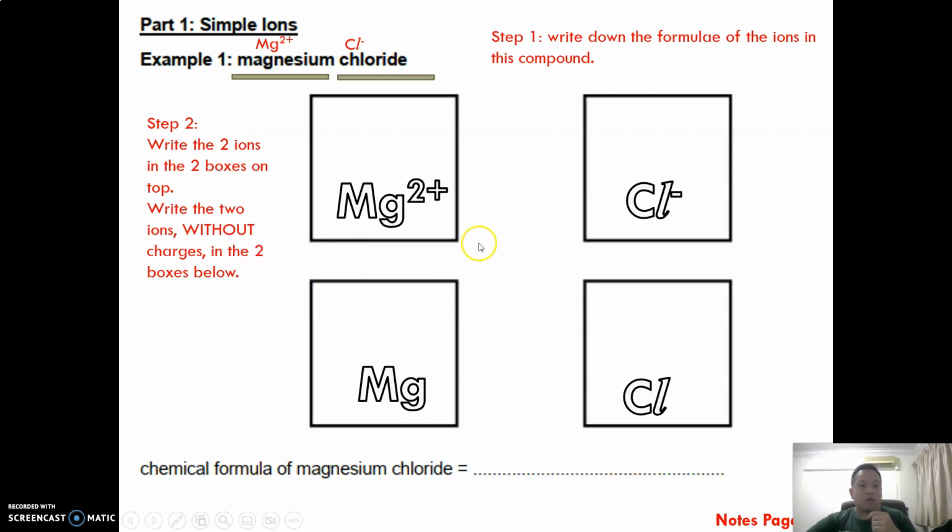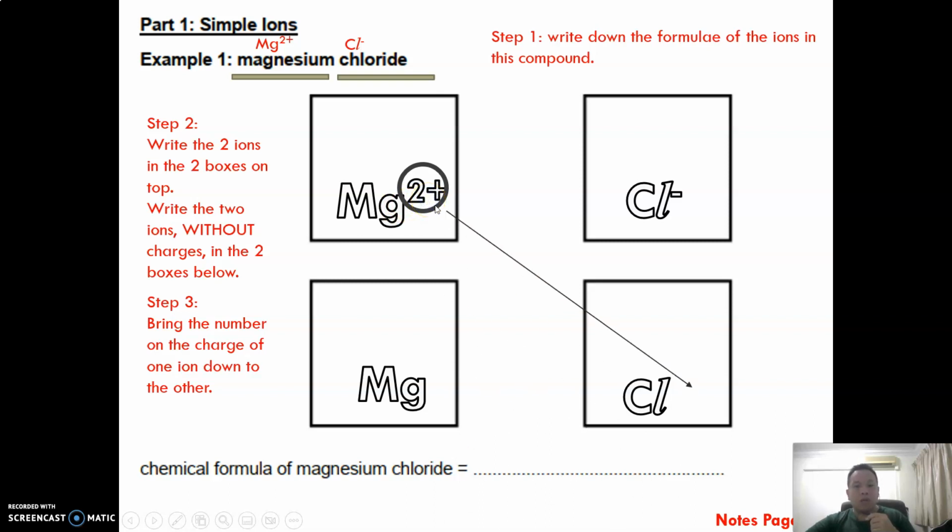After you have done this, the next thing is to bring the number on the charge of one ion down to the other. What do I mean? You see this number 2 in Mg2+, you are going to bring it down to Cl. So Cl2. Then over here the Cl- has no number to bring down, so we don't touch it at all, which means the chemical formula for magnesium chloride is going to be MgCl2.